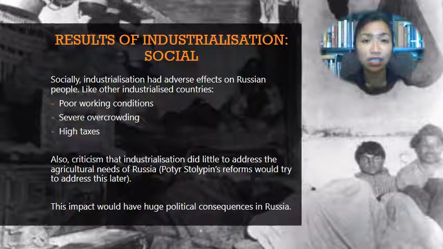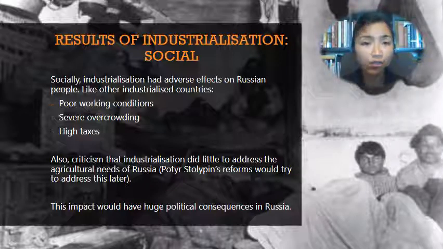Socially, however, industrialization did have some not so good effects on the Russian people, and you've seen this in the sources that you're looking at in your booklet in class. Like other industrial countries, the workers suffered from really poor working conditions and living conditions. As a result, there was severe overcrowding. We saw that in the lodging houses that they lived in, really unhygienic, no privacy, and they didn't get paid very well, and they were taxed quite heavily.